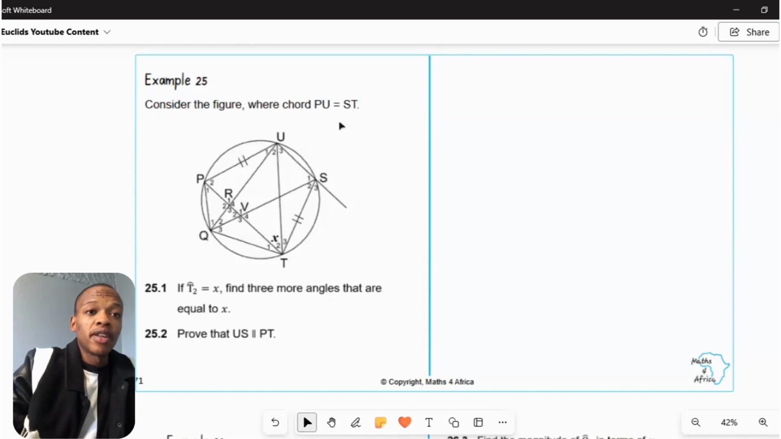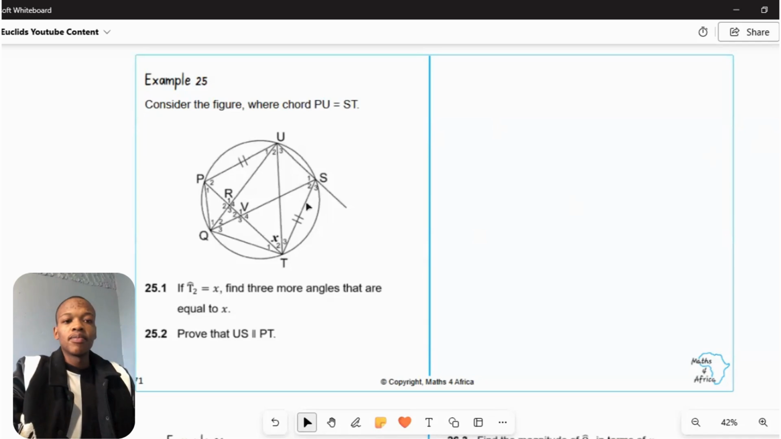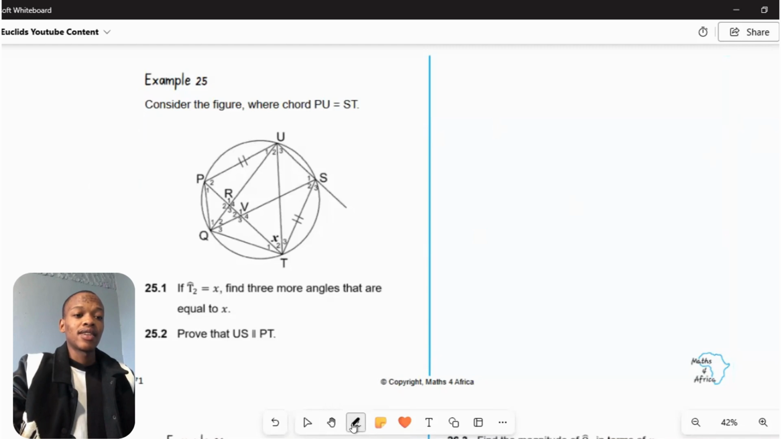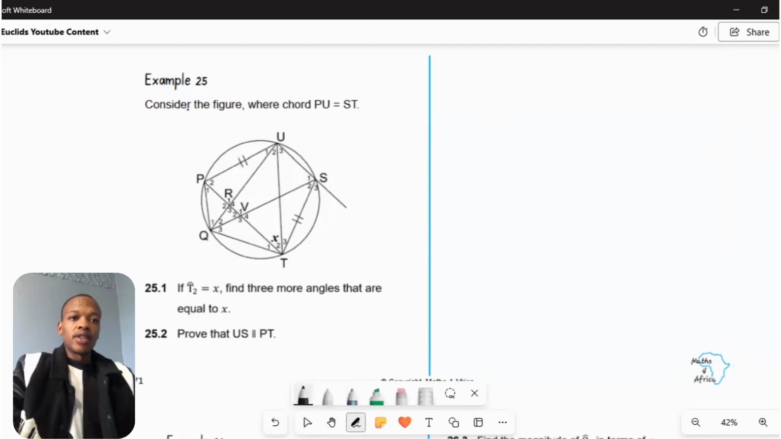Alright, let's go for another one. So this time we are having a question where we have to prove parallel lines again. Okay, so let's see what is given to us. Consider the figure where chord PU is equal to ST. Did they indicate that for us? Yes, they did.